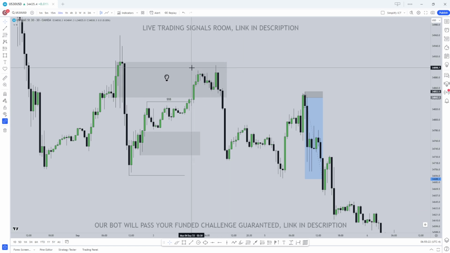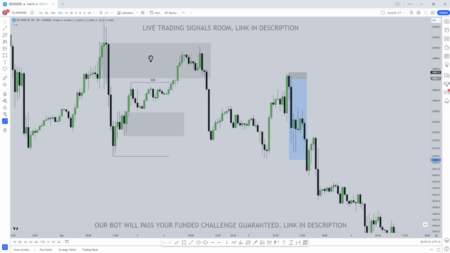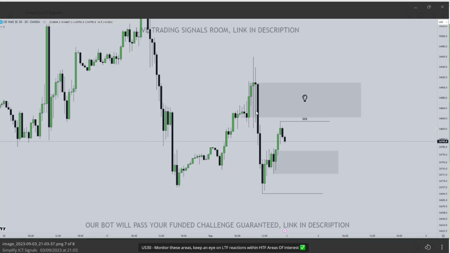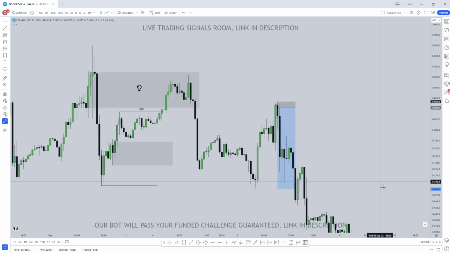And also, I called this exact drop on US30 and I shared the analysis with my team in the signals room, which we hit a 1 to 5 in today, a 1 to 5 risk to reward in one trade. As you can see, this was the before analysis where I sent out the areas of interest, and this was the exact drop afterwards. We had a very bearish week.